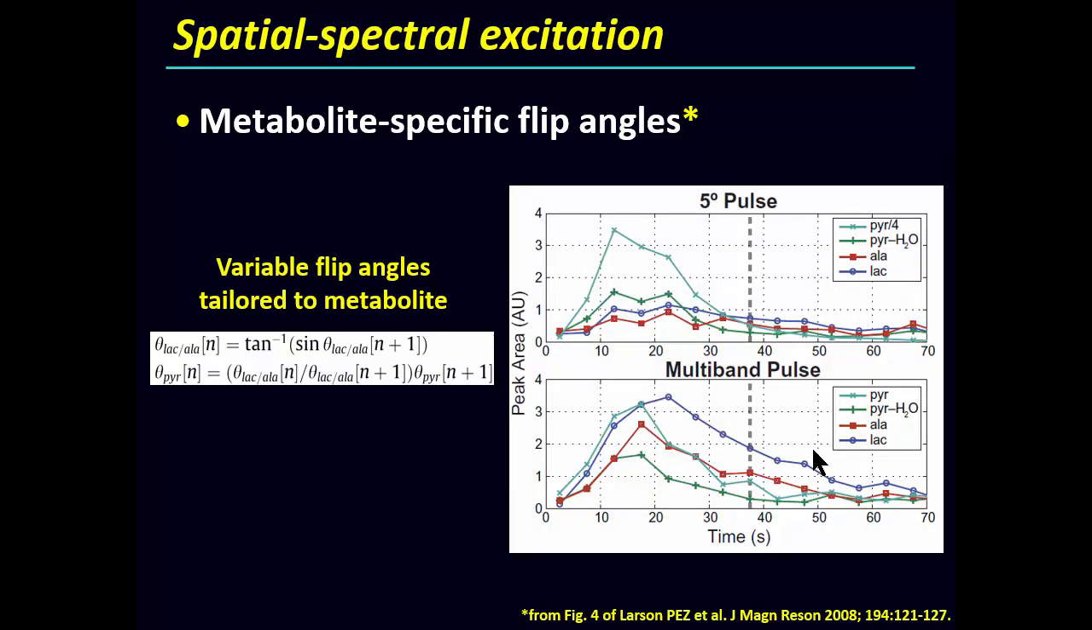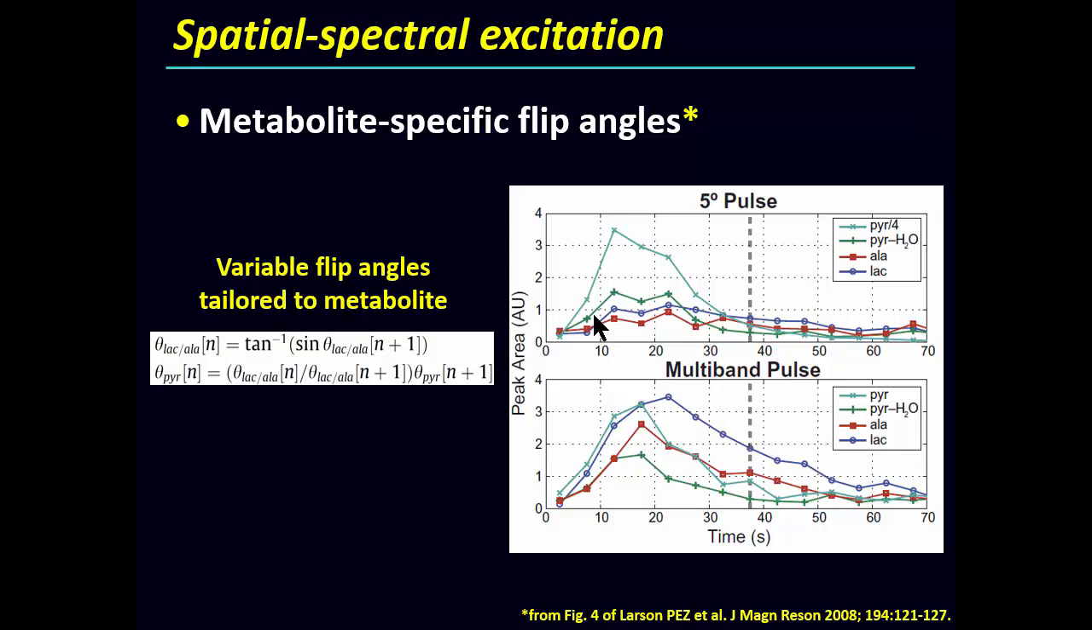Now, we can combine this idea with the variable flip angle concept I introduced a few slides ago. So we can both have different flip angles for different metabolites, and we can vary them differently depending on what they are. So for both lactate and alanine, what Peter Larson did was vary them. This is the variable flip angle that gives you constant signal, ignoring relaxation, but a different variable flip angle variation for the pyruvate. And here are some experimental results on the right that show you what you can get from this type of approach.